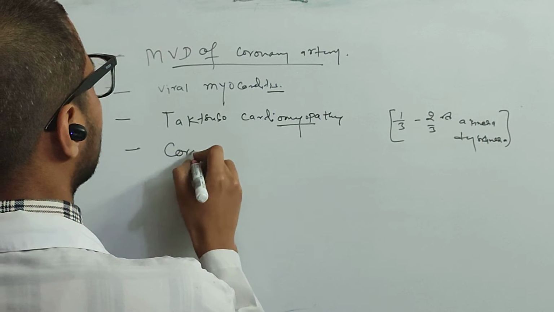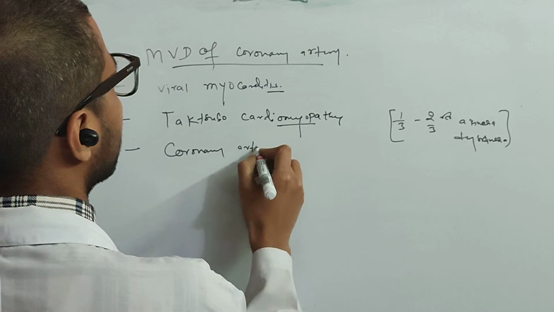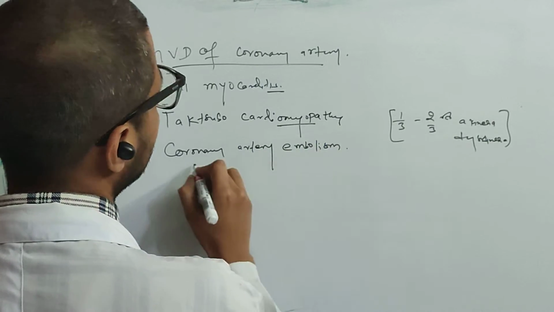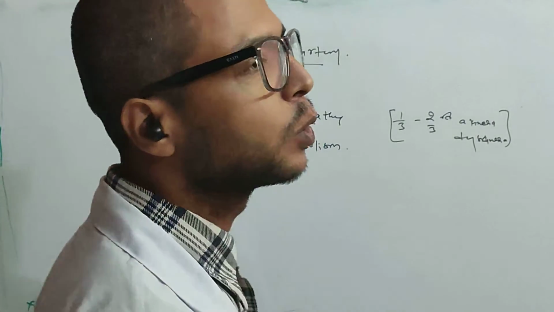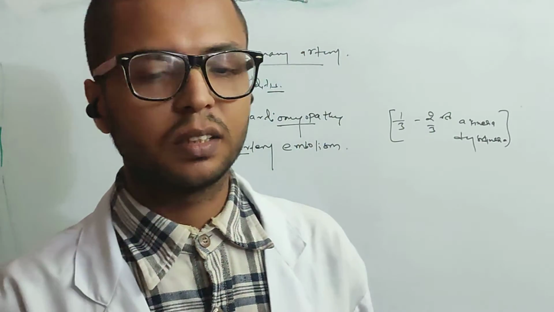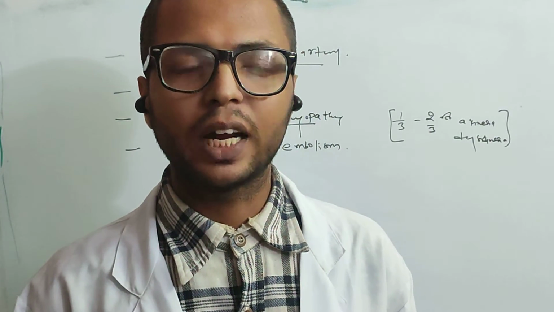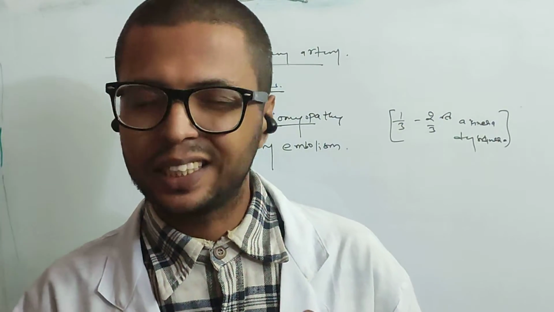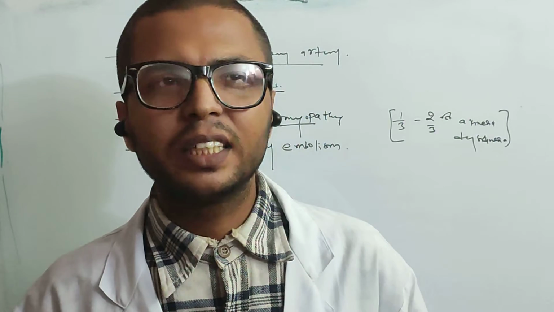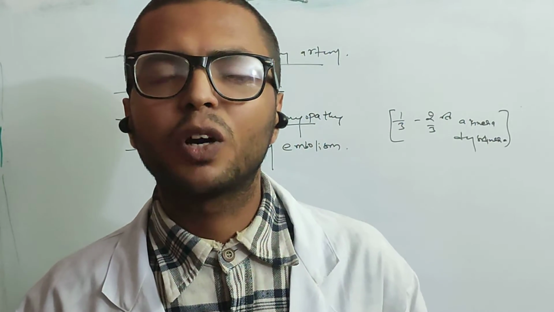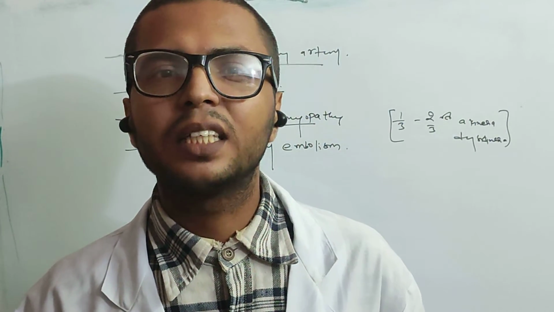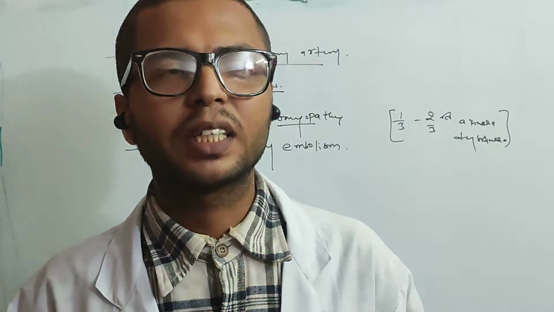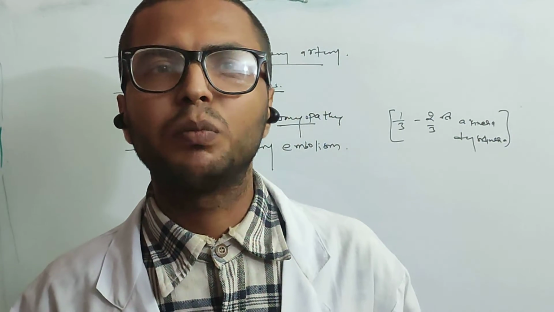And another cause is coronary artery embolism, so emboli inside the coronary artery. Which category of patients has more predisposition to coronary artery embolism? Obviously patients with prosthetic heart valves, atrial fibrillation, DCM with left ventricular thrombus, infective endocarditis, and rheumatic heart disease with mitral stenosis. Those categories of patients have a high risk of coronary artery embolism.